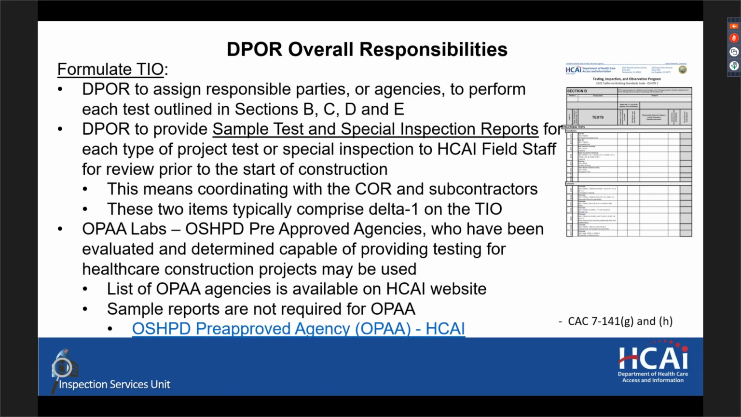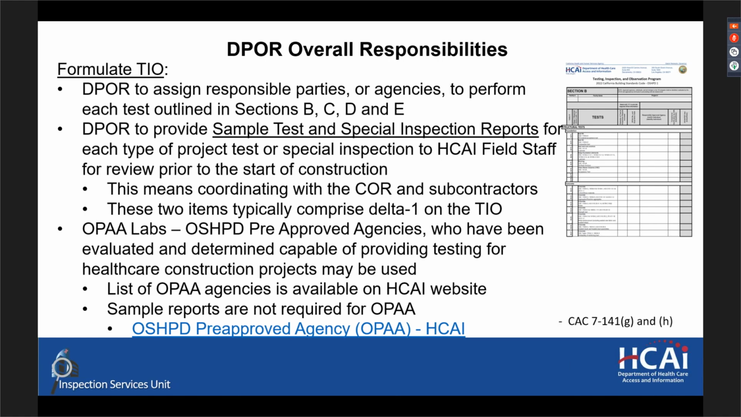In further formulating the TIO, the DPR is required to assign responsible parties or agencies to perform each test as outlined in sections B, C, D, and E. The DPR should provide sample test and special inspection reports for each type of project test or special inspection that is listed on TIO to HCI field staff for that staff member's review prior to the start of construction. This is typically presented to the compliance officer at the beginning of every project.